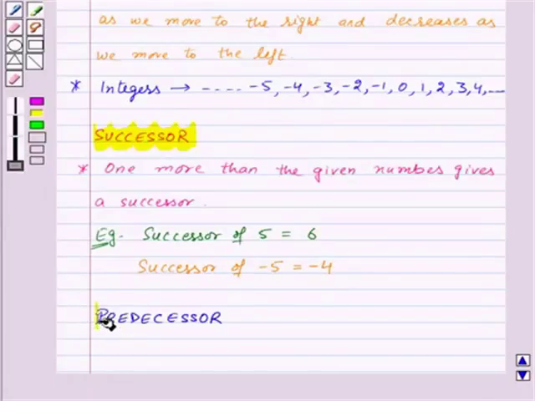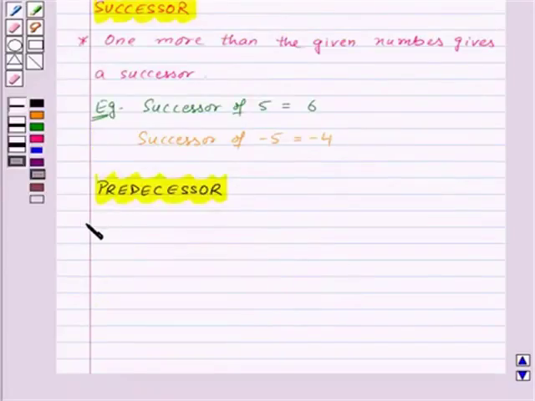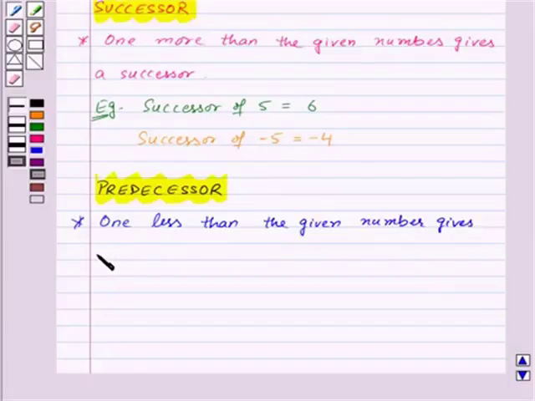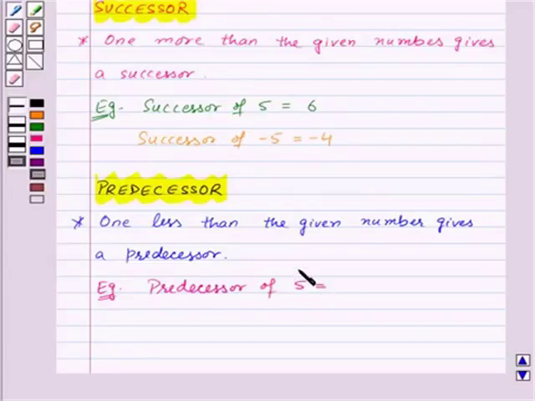Now we'll move on to the predecessor of a number. 1 less than the given number gives a predecessor. For example, predecessor of 5 will be 1 less than 5, that is 4, and predecessor of minus 5 will be 1 less than minus 5, that is minus 6.